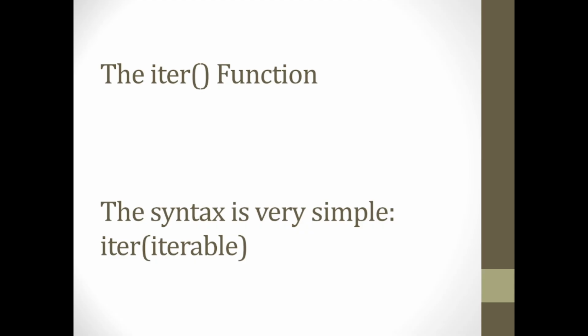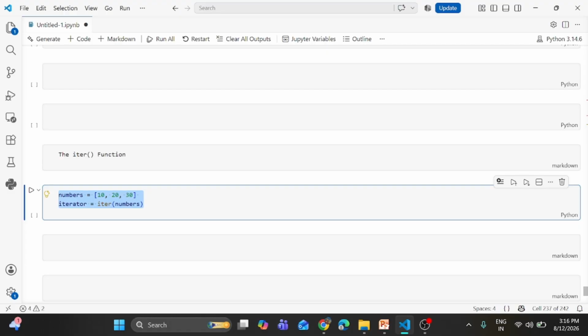Let's understand the iter function. The syntax is very simple. iter, and in between parentheses, you just need to write an iterable. The same syntax we are applying in our code to understand the iterator. Numbers is our iterable, and iterator stores the iterator. Now the iterator is ready to give us elements one by one.